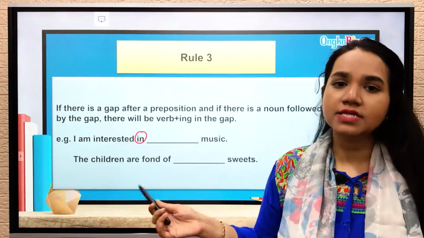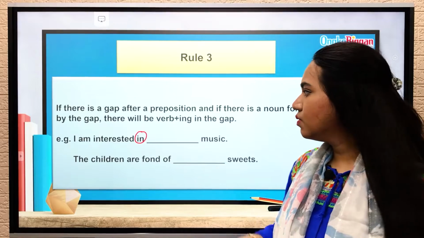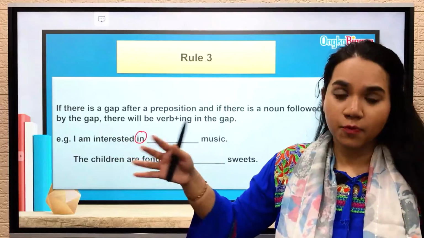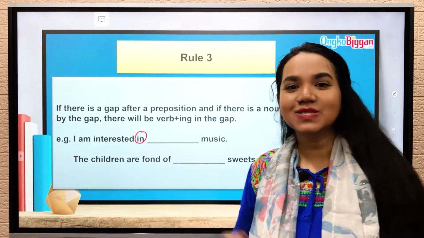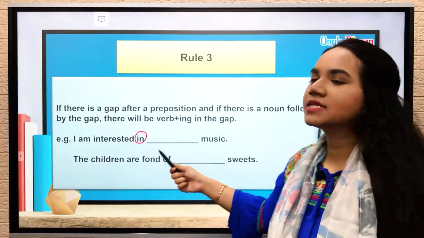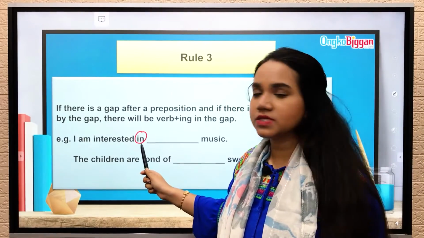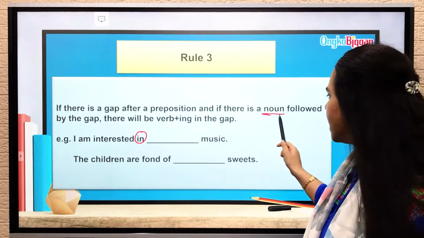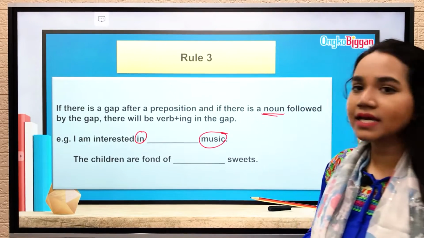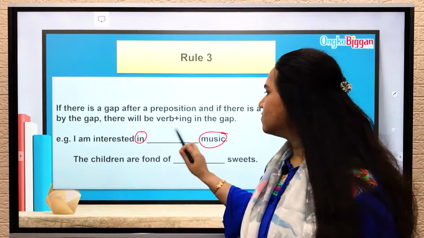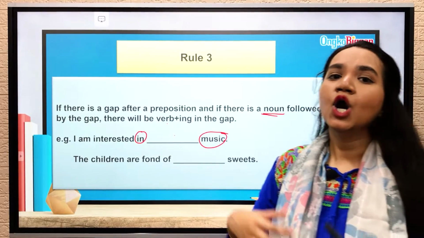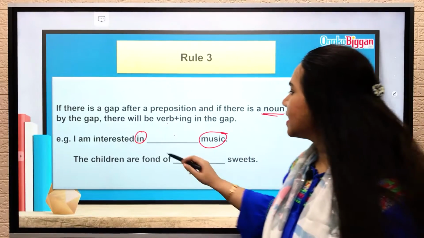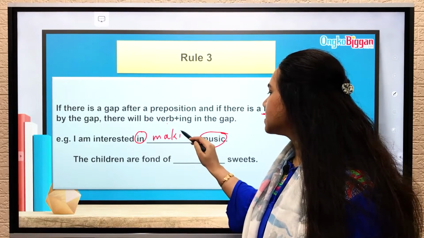So prepositions are the words that help you identify where one's position is. As a result, we call it a preposition, right? In this situation, I have used a preposition right in front of the blank, and right after the blank, what did I write? I had a noun. So in that case, in the middle there will be a verb with ing, which means there will be a continuous form of the verb. I am interested in dash music. So I can say I am interested in making music.